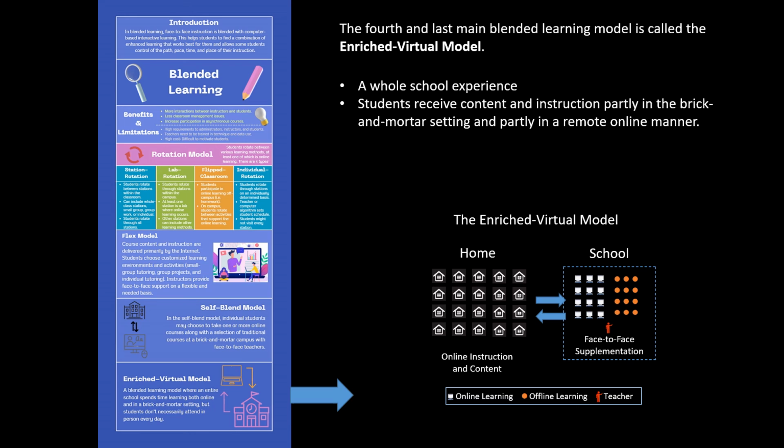The fourth and last main blended learning model is called the enriched virtual model. This model is a whole school experience where students receive content and instruction partly in the brick and mortar setting and partly in a remote online manner. This model differs from the flipped classroom because in the enriched virtual model, students rarely attend the campus every weekday. It differs from the self-blend model because it is a whole school program and not a course-by-course model.